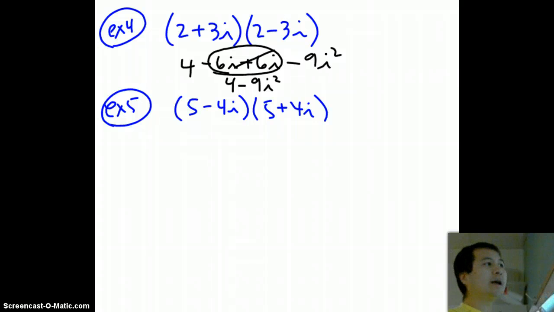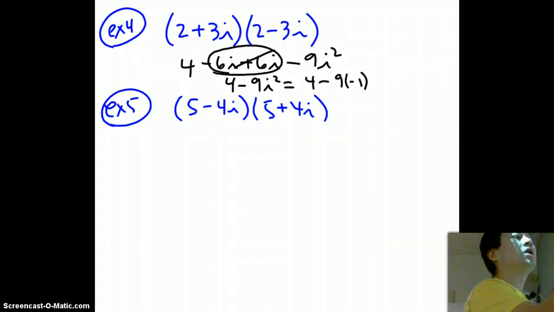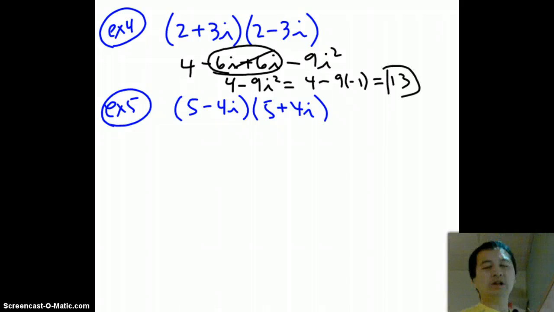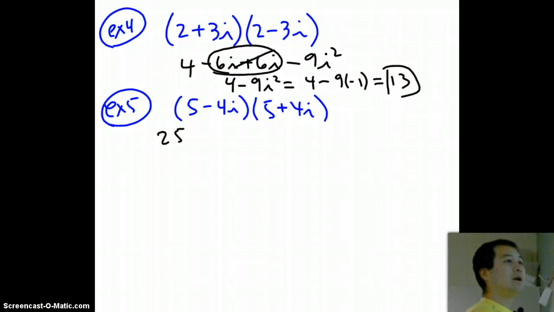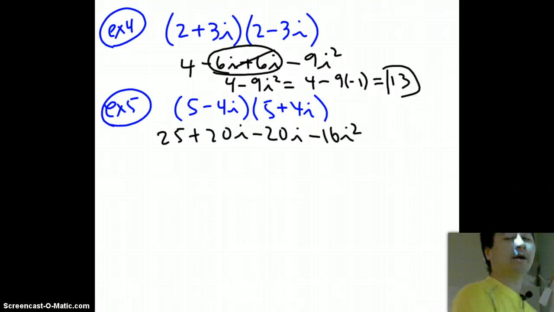Wait, what's i squared again? Good, it's negative 1. That's 4 minus 9 times negative 1, which is just 4 plus 9, which is 13. That's interesting, right? Do the same thing with the next one. You should get 25 plus 20i minus 20i minus 16i squared.